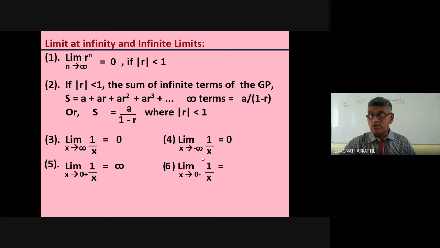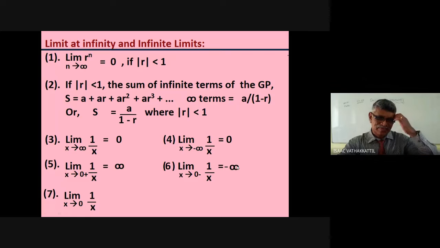Limit x tends to 0 minus. 0 minus means 0 from below. 0 from below means x is negative. We cannot say that is also undefined, but that will be treated as minus infinity. What will be then limit x tends to 0, 1 by x? You understand what we mean by x tends to 0 plus and x tends to 0 minus?